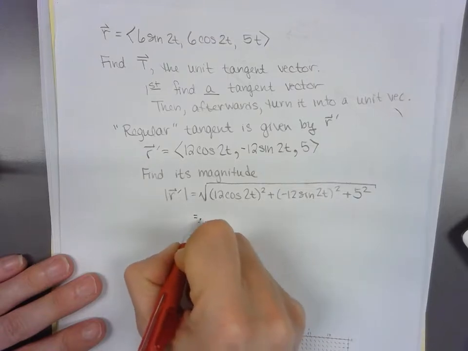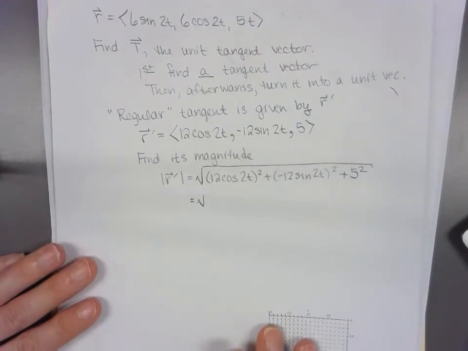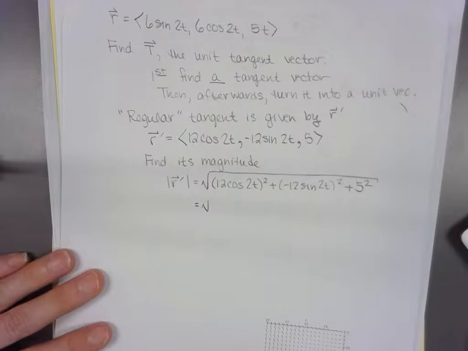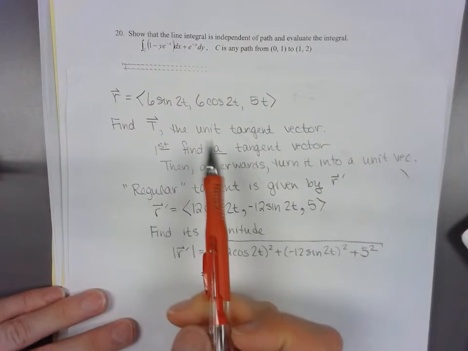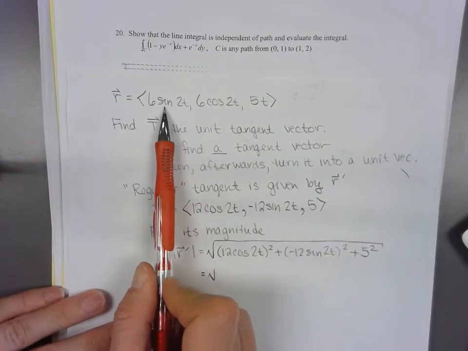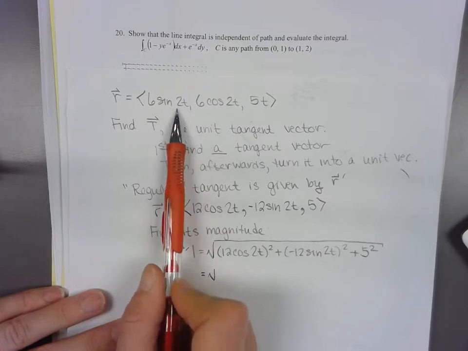Did I miss the beginning of that? How did we get 12 again? Well, 6, because of the chain rule: the derivative of sine 2t, the inside function, you have to multiply by 2. Yep.